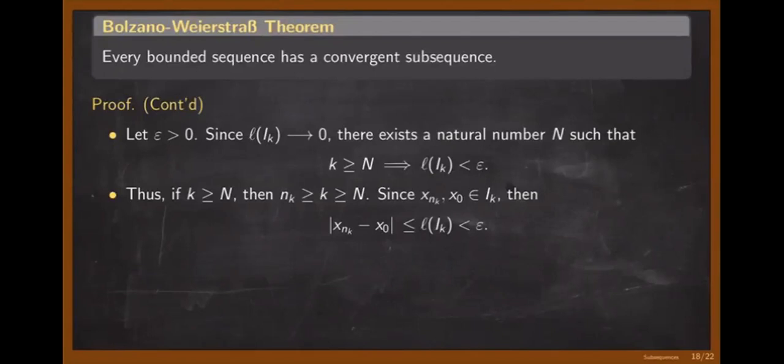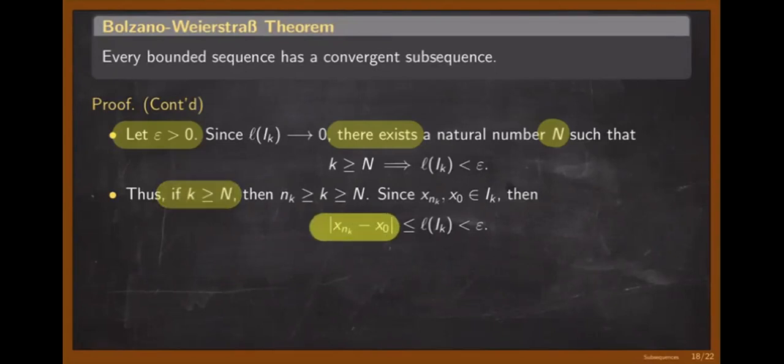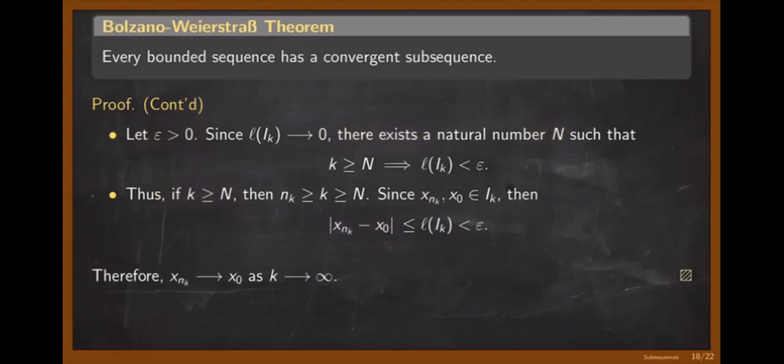So if you're going to highlight, for every epsilon greater than 0, there exists an n such that if k is greater than or equal to n, this is less than epsilon. What does that say? X sub nk converges to x naught as k approaches infinity, and therefore proving the Bolzano-Weierstrass theorem. Lapit na tayo matapos. We're only 4 slides till the end.